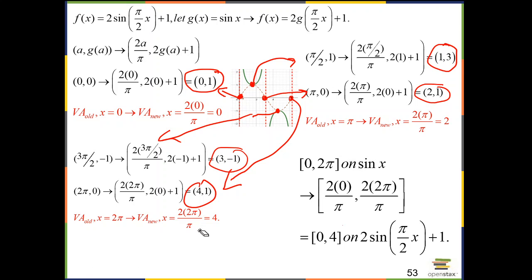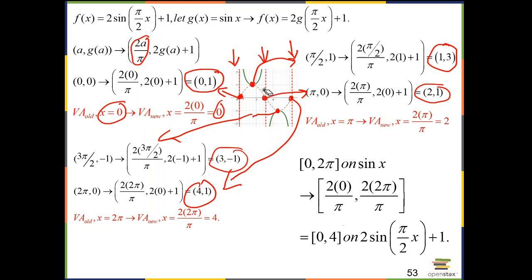In a second, I'm going to graph them. But we also need to transform the vertical asymptotes. There are 3 of them. Right? This one is x equals 0. Where does that go? So we know what happens to x. This is what happens to x. So we get 2 times 0 over pi. So that one doesn't go anywhere. It stays at x equal to 0.